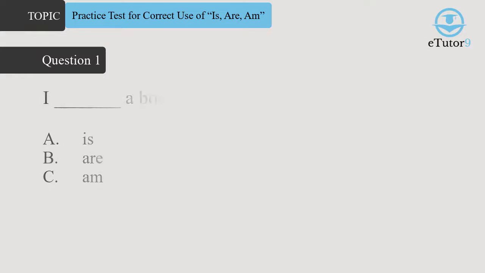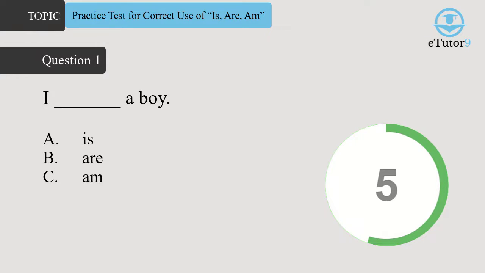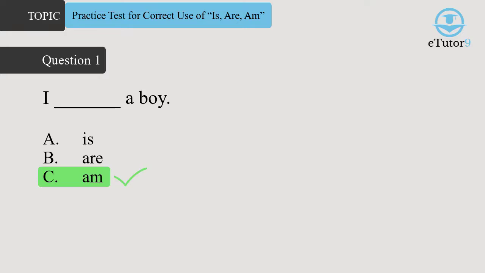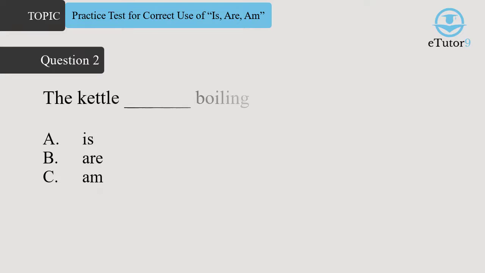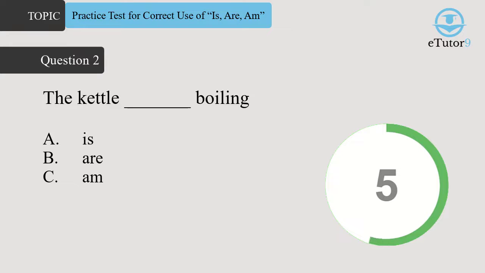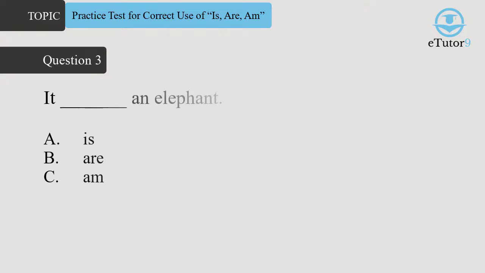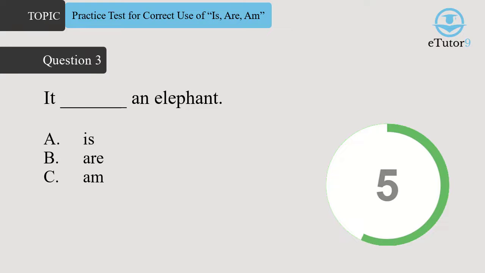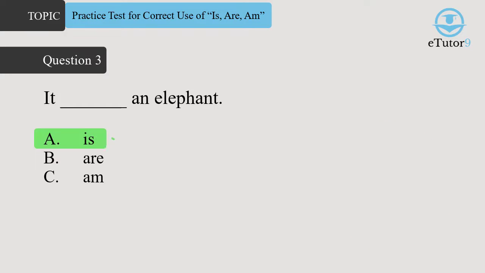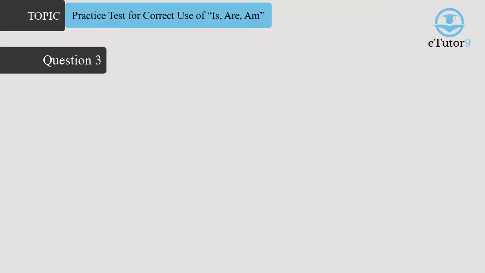Question 1. I dash a boy. Answer is C. Am. Question 2. The kettle dash boiling. Answer is A. Is. Question 3. It dash an elephant. Answer is A. Is.